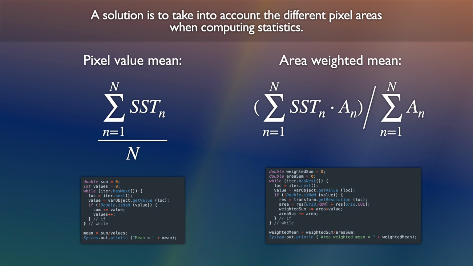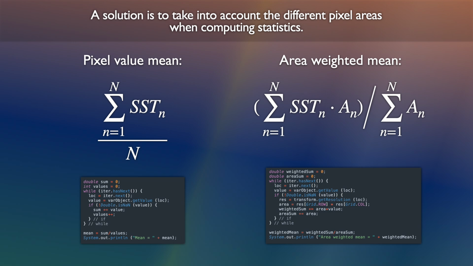The formula on the right weights the sea surface temperature values of each pixel by the physical square area of each pixel and then divides by the total area of the pixels. So in that way, pixels that are smaller in physical area are weighted less, and larger area pixels are weighted more, so that the mean value reflects the mean of the overall area being measured.